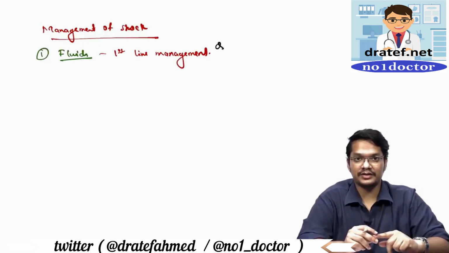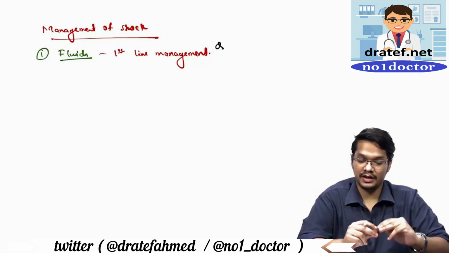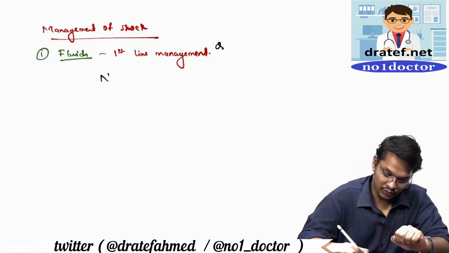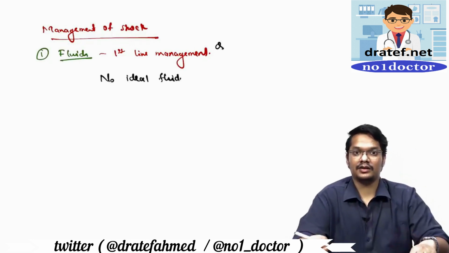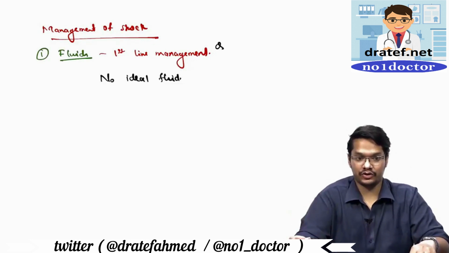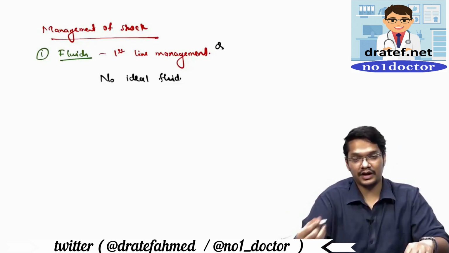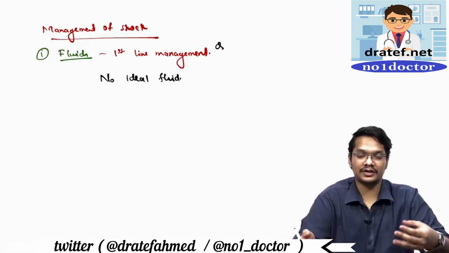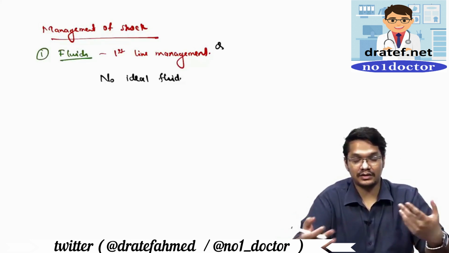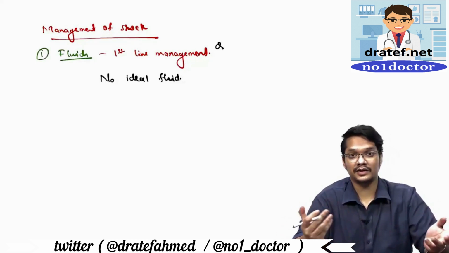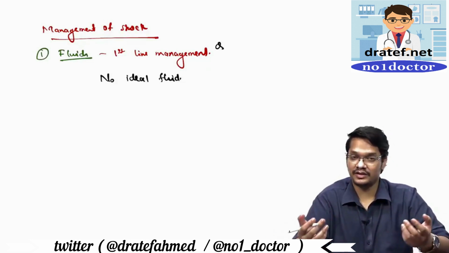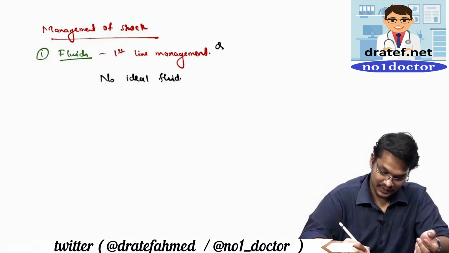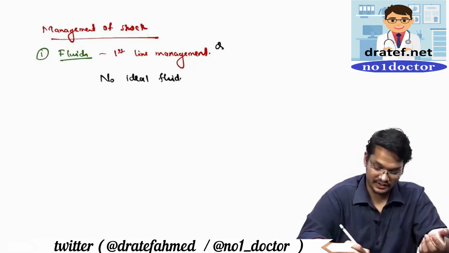Now there are crystalloids, there are colloids, and there is blood. Out of these, there is no ideal fluid, except blood, which is an ideal fluid in hemorrhagic shock. If I ask, out of crystalloids and colloids, RL, normal saline, D5, DNS, N/3 D5, albumin, starch, what is the ideal fluid? There is no ideal fluid. Okay. It depends on what the condition is.